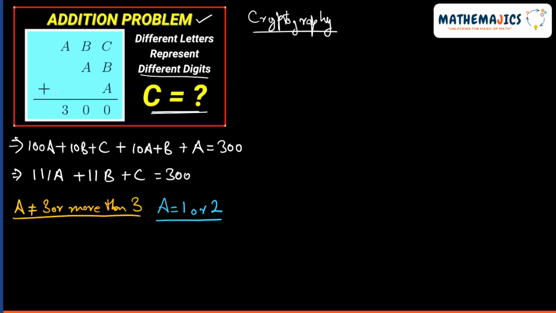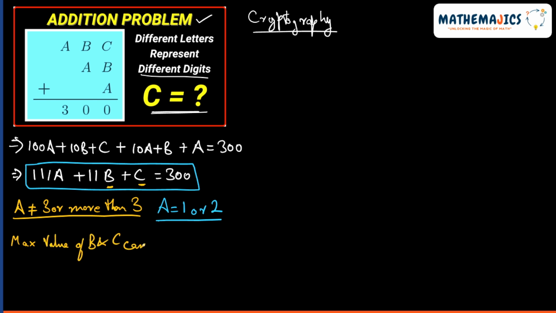Now let's go back to this equation. What will happen if we substitute the value of B and C as maximum? What can be the maximum value of B and C? These are single digit numbers, so it can be 9. They both have to be different digits, but I am assuming the maximum value 9.